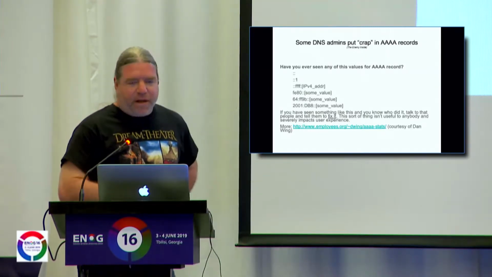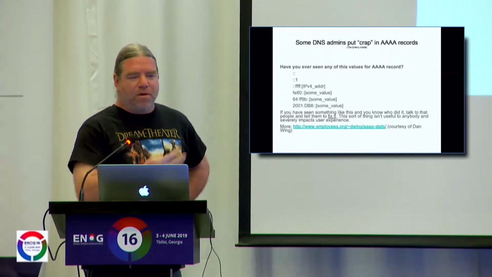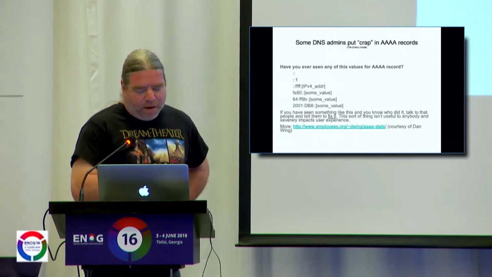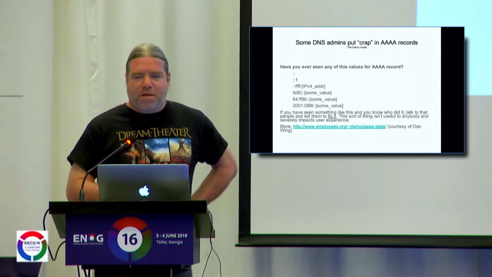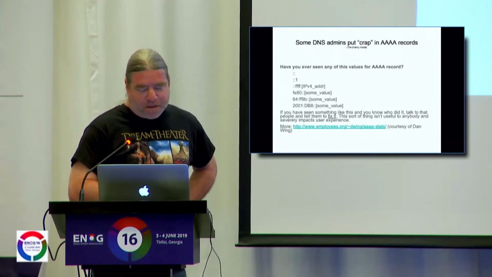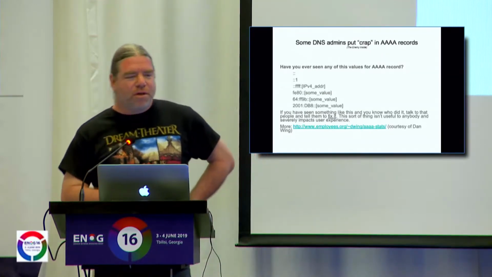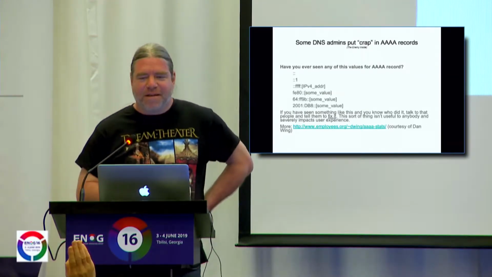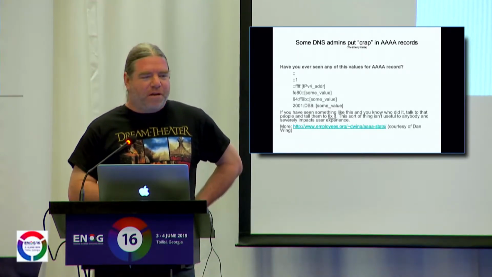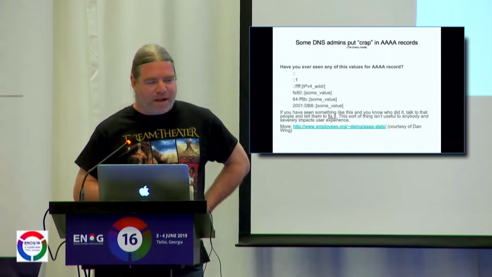Then we have FE80 and some value. This is a link-local address. Why put this out in the wild on the public internet? This is not going anywhere. 64:ff9b::, this is a well-known NAT64 prefix. This is also not very useful. Or 2001:db8. Who knows what 2001:db8 is? Okay, that's a documentation prefix. And just tell me that these people did not just copy-paste from the internet.